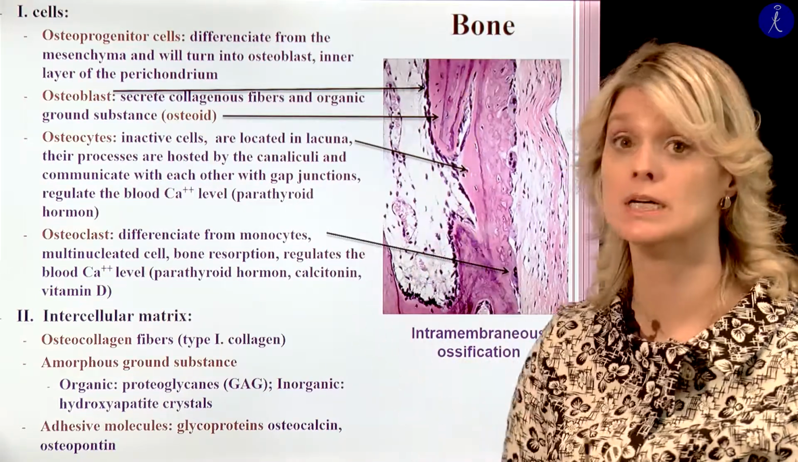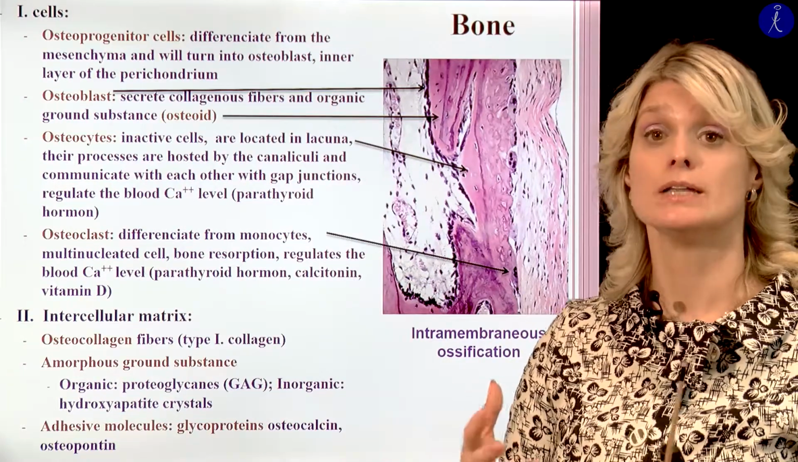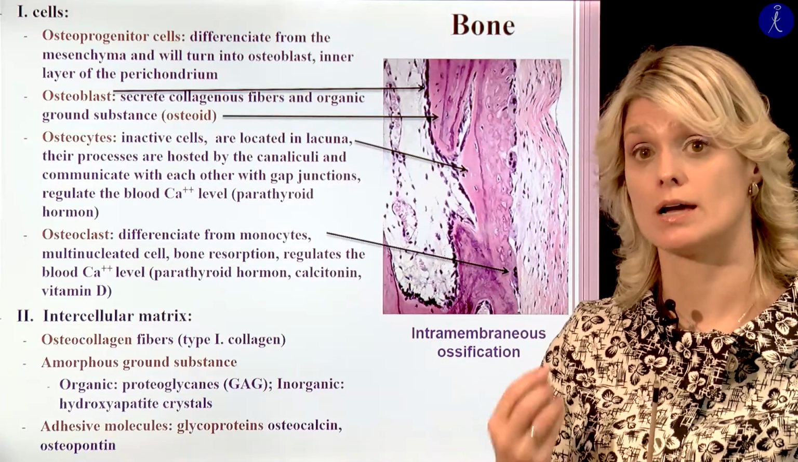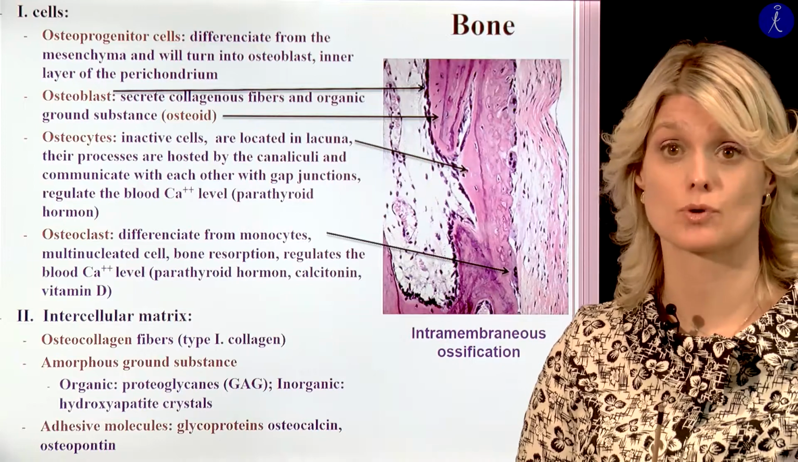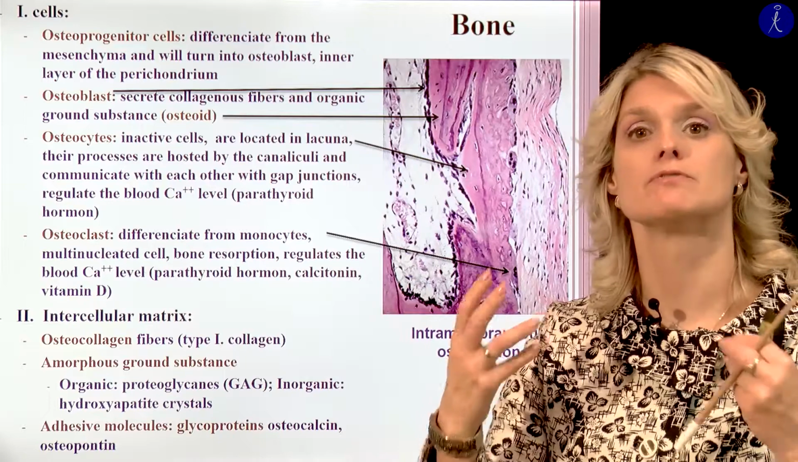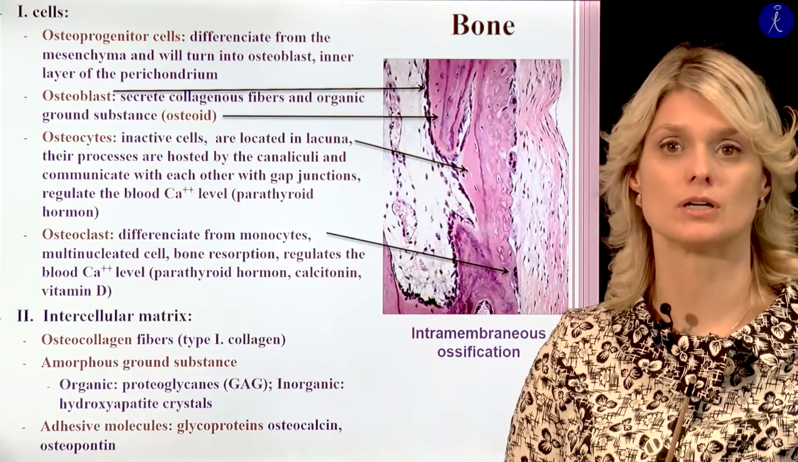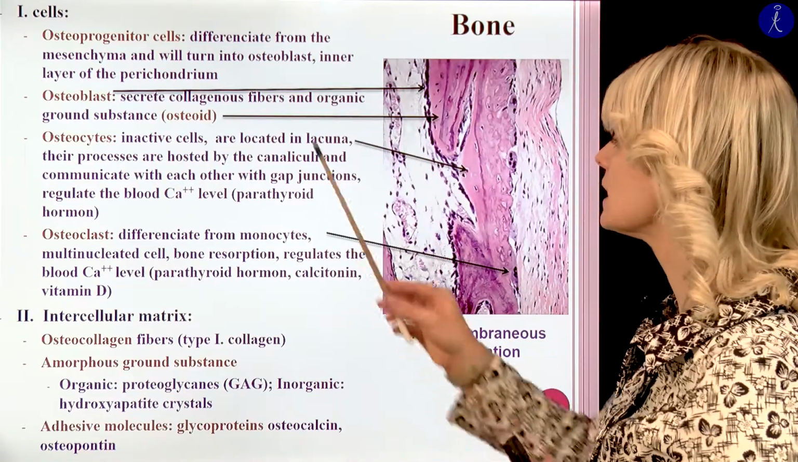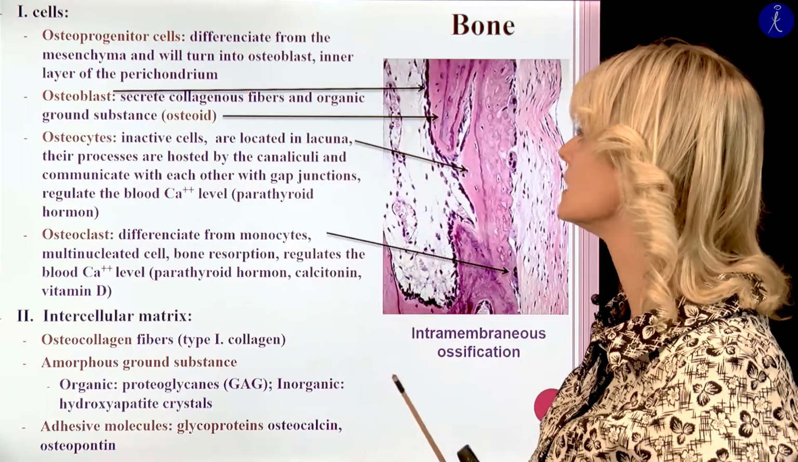Here in the bone, what is special is that we have an inorganic amorphous ground substance, and that's why it's much stronger. It will form the skeleton of the whole body. What are the cells that we can find here in the bone?